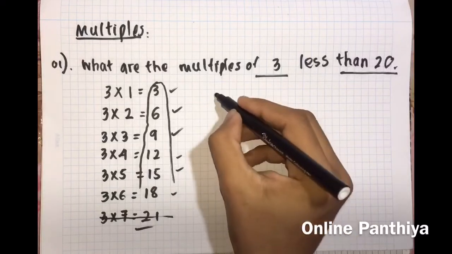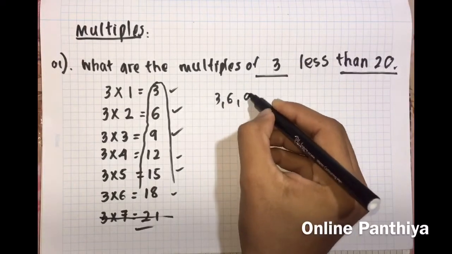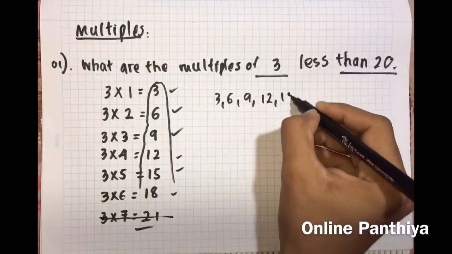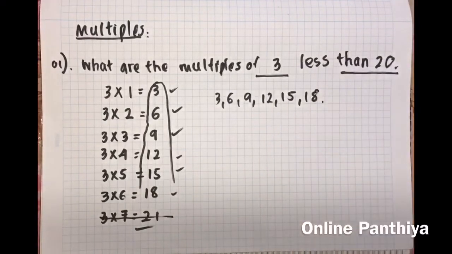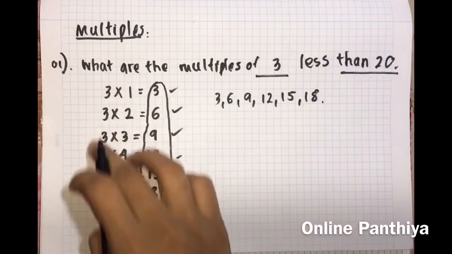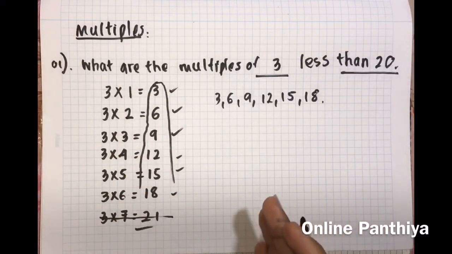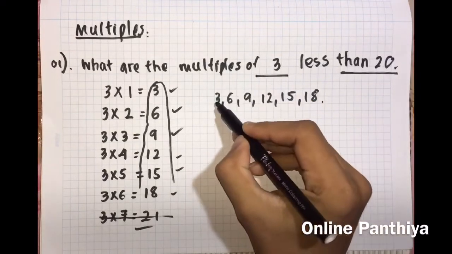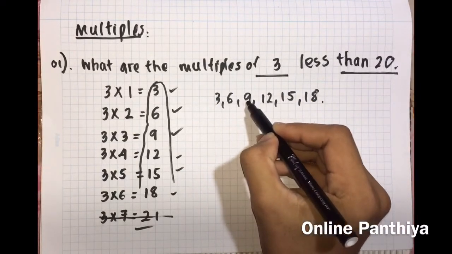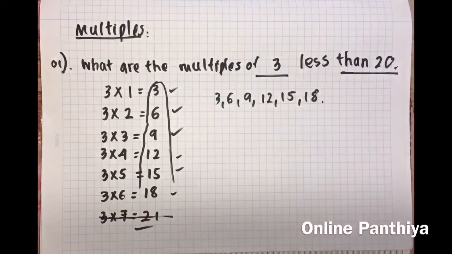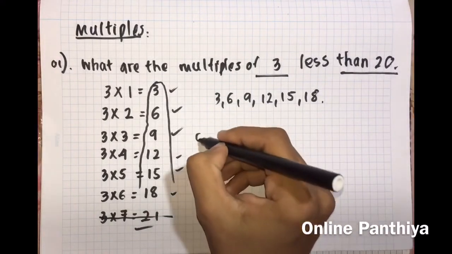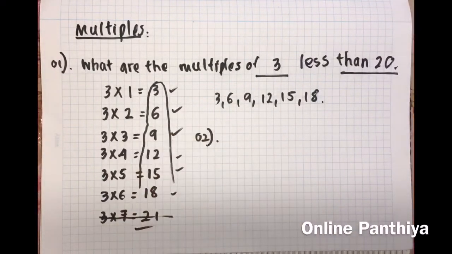So what are the answers? 3, 6, 9, 12, 15 and 18. Easy? Yes, it is easy. You can even write the answers without going through all these steps. If you are good in multiplication, you can straight away write. 3 into 1 is 3, 3 into 2 is 6, 3 into 3 is 9, 3 into 4 is 12. Clear? Shall I do one more example without going through all these steps? Okay.